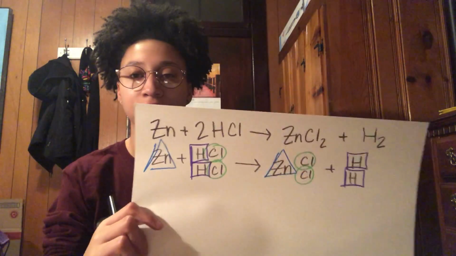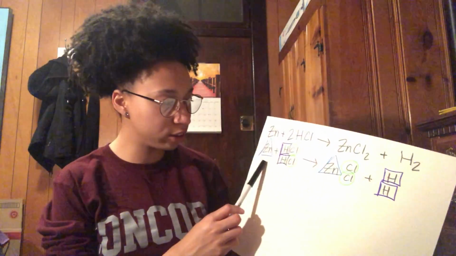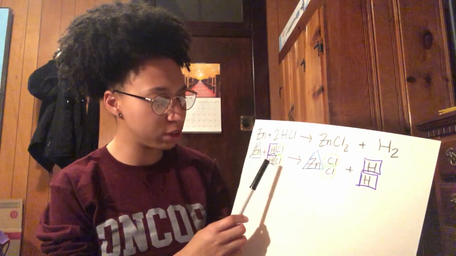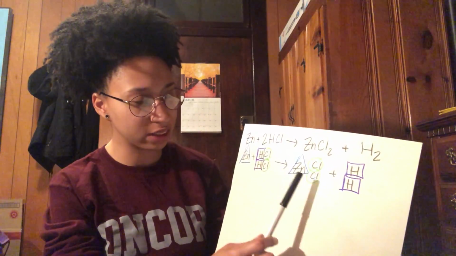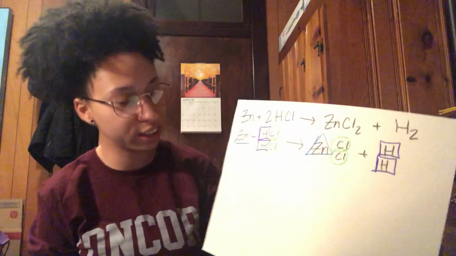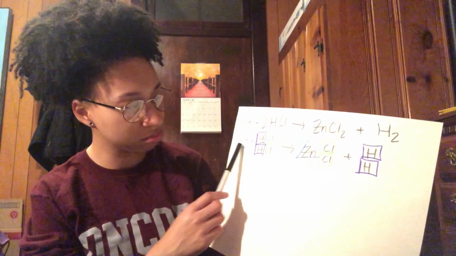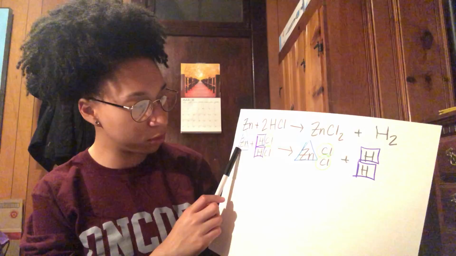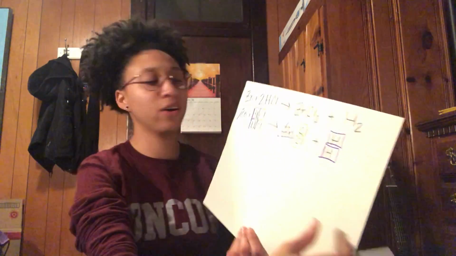By doing that, that really helped me to see what's going on in this reaction. Here, my hydrogen and my chlorine were together, and my zinc was by itself. And now my zinc is with my chlorine and my hydrogen is by itself. That showed me that my zinc and my hydrogen, my blue triangle and my purple square, switch places. Being able to see that, I'm able to classify this reaction as a single replacement reaction.